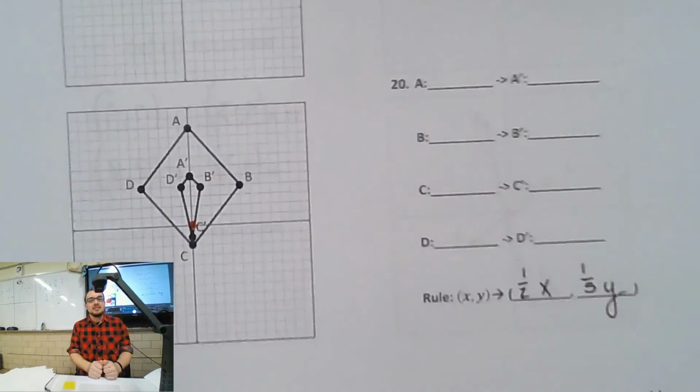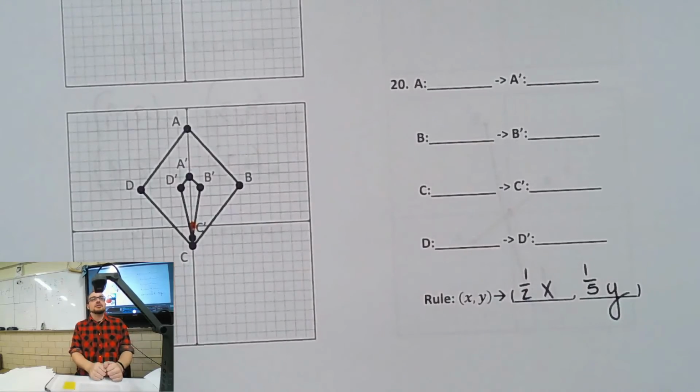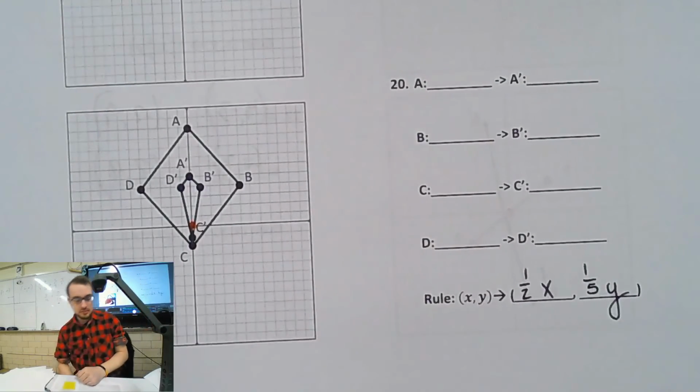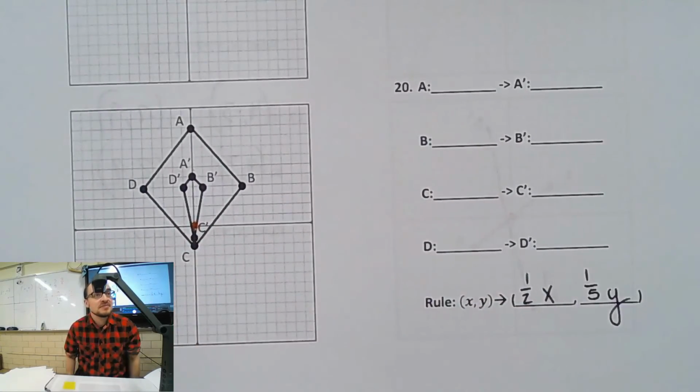What if B and D had changed sides? X would be negative. Negative x, exactly. That's a horizontal flip.